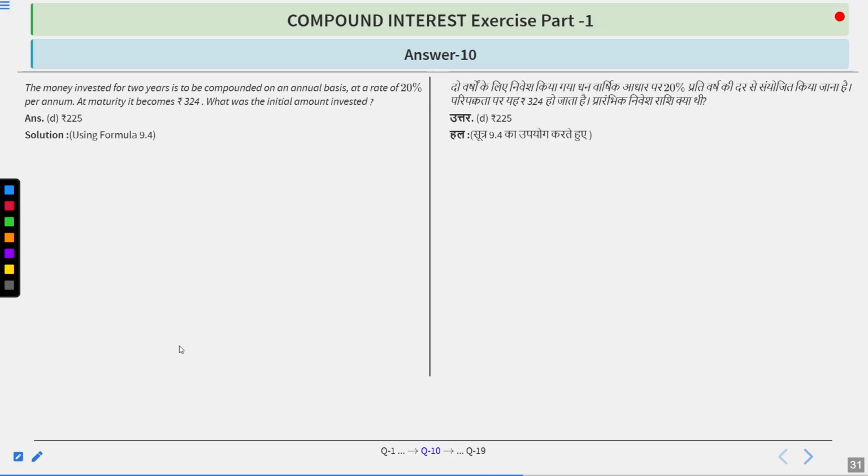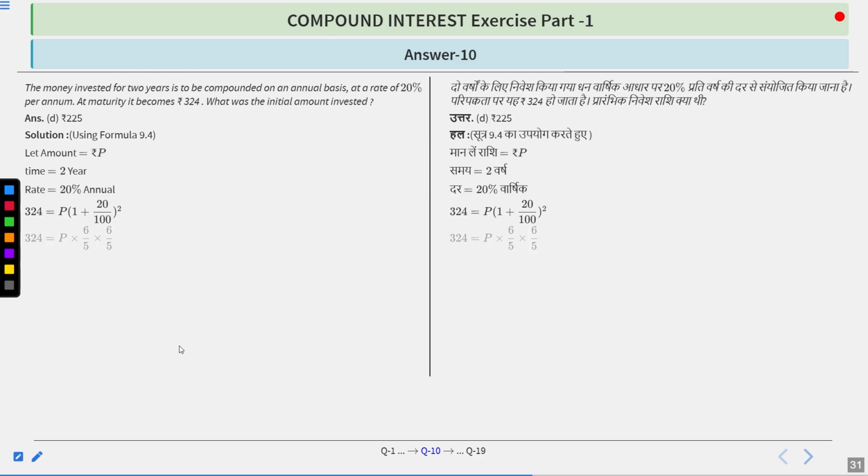So the answer to this question is option D, rupees 225. And we are going to use formula 9.4 to solve this question. Let the amount be rupees P, time is equal to 2 years, that was given, and rate is 20% annual, that was also given in the question. Therefore, using formula 9.4, 324 is equal to P into 1 plus R upon 100, that is 20 upon 100, raised to power T. T is 2 years, so power 2.